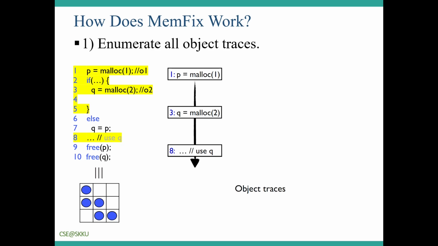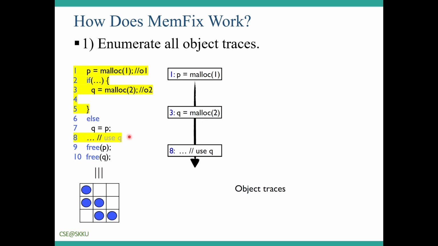To fix this double free error, Memfix first uses static analysis to enumerate all possible object traces. In this work, each object trace represents how a particular object behaves along a single execution path. Let's assume that the object allocated at line 1 is called O1 and the one at line 3 is O2. For example, the first object trace corresponds to O1 along the true branches highlighted in yellow.